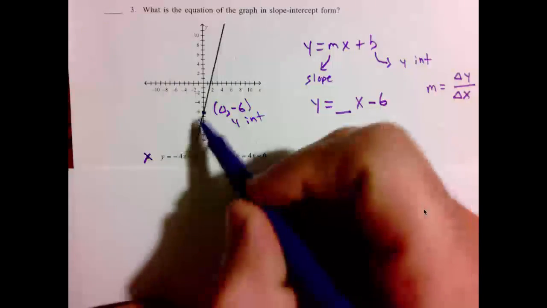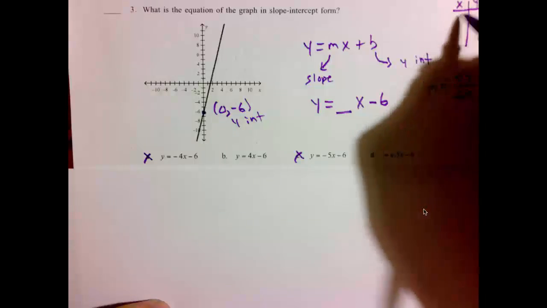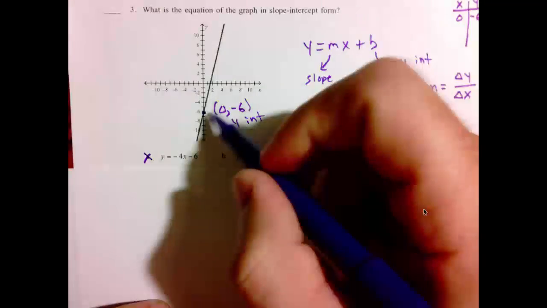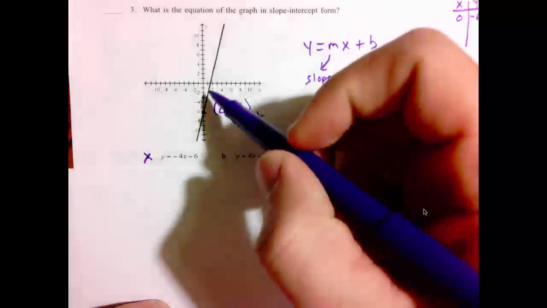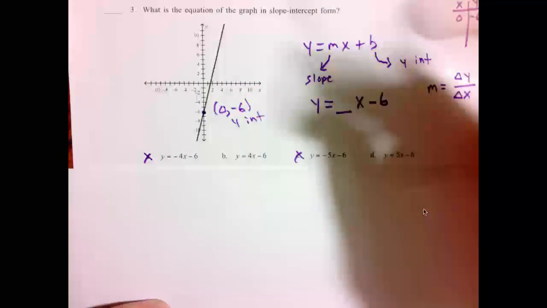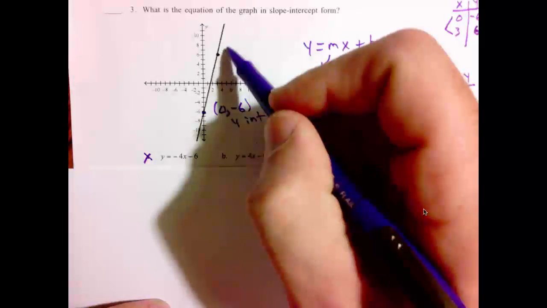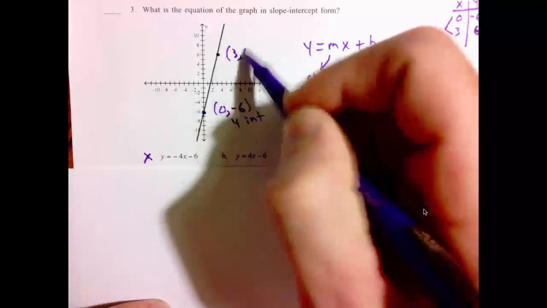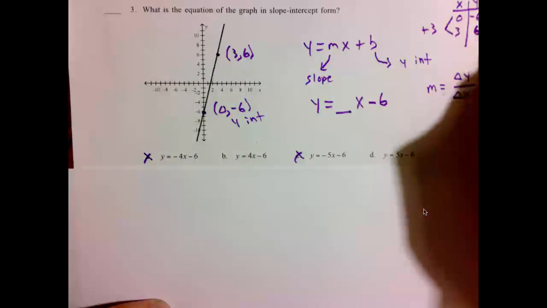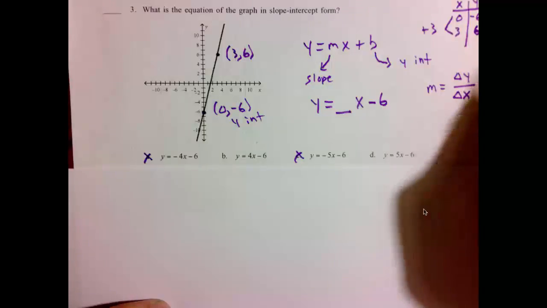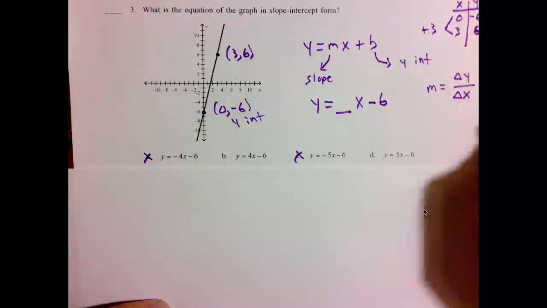Well, we need to find 2 points. We know 1 point is 0, -6. Let's find one more point. It's kind of hard to tell on our graph. Another point we can see on here, and I gave you in class, is that 3 paired with 6. Thus, from 0 to 3, that's an increase of 3. From -6 to 6, that's an increase of 12. Change in y is 12. Change in x is 3. 12 divided by 3.